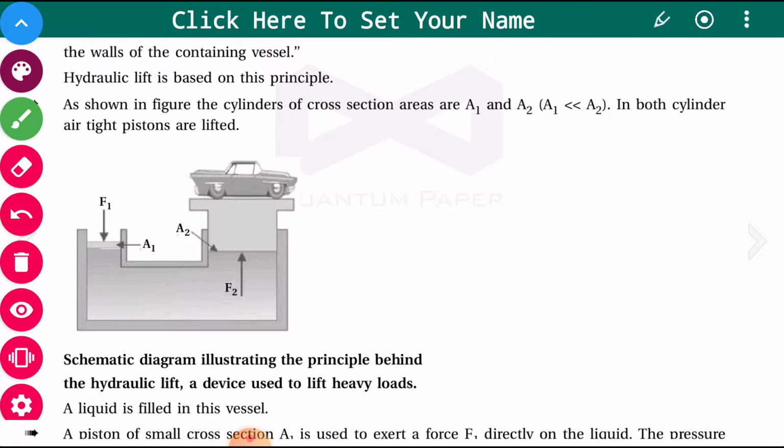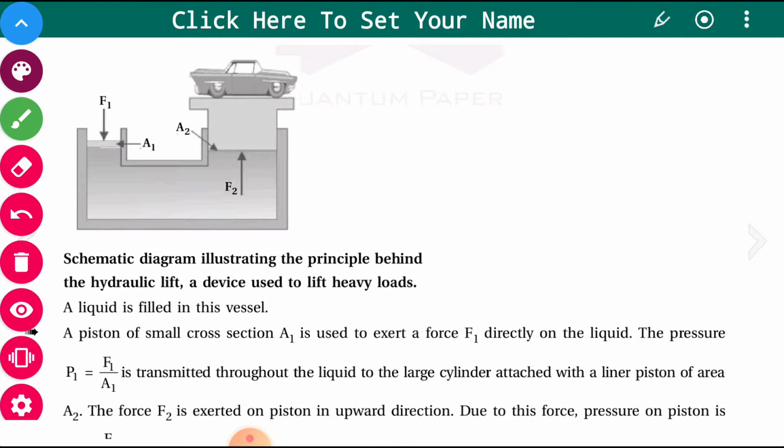Now try to understand here. The figure shows two cylinders having cross sectional areas A1 and A2. Here the cross sectional area is A1, and the other one, where you want to lift the car, has area of cross section A2. We can see A1 is very much smaller than A2. In both cylinders airtight pistons are fitted, and a liquid is filled in the vessel.